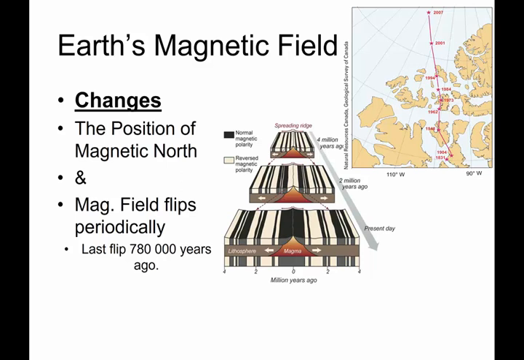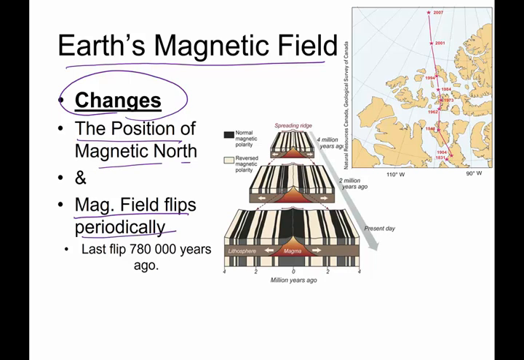Now, one of the other things that's really fascinating about the Earth's magnetic field is that it is not constant. The Earth's magnetic field changes. It changes its position, exactly where magnetic north is, and just to be wacky, it also periodically flips over. So let's talk about both of these. First off, the position change.